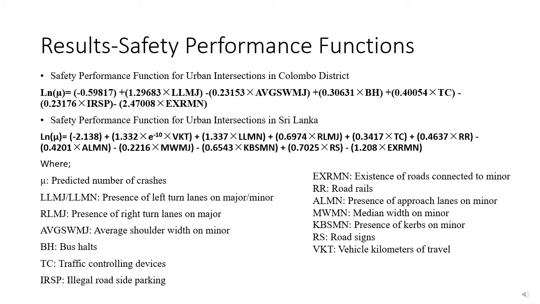Identifying those significant variables is a key contribution to the existing literature. Those are the main drivers of crash frequency at urban intersections. By identifying them, countermeasures can be proposed to minimize crash frequency. Also, countermeasures can be compared using the developed safety performance functions.